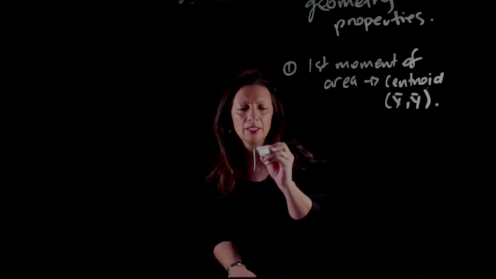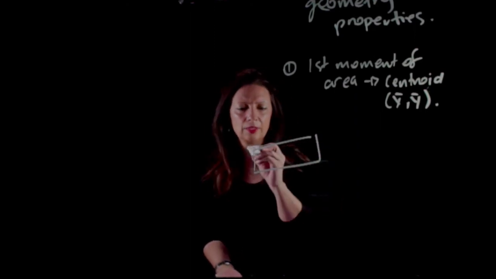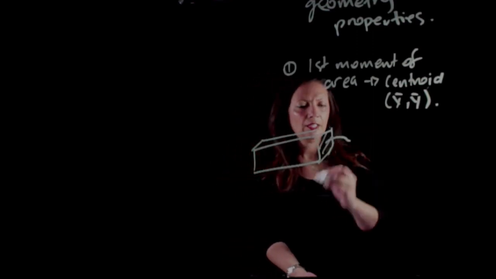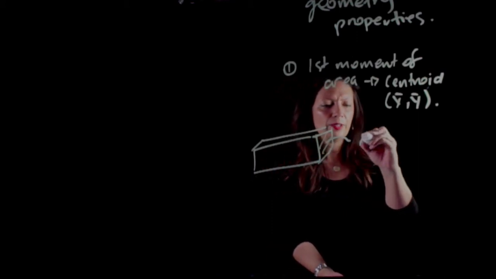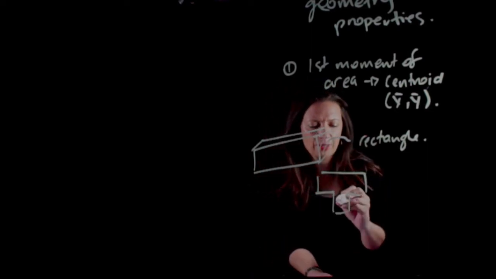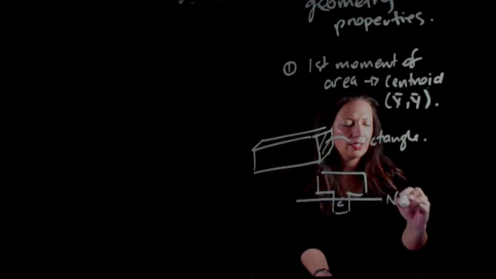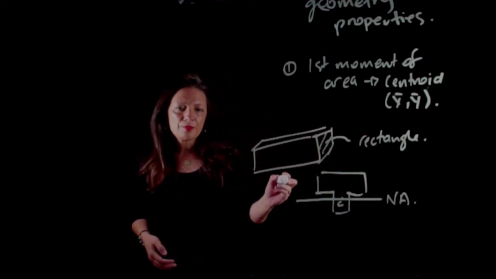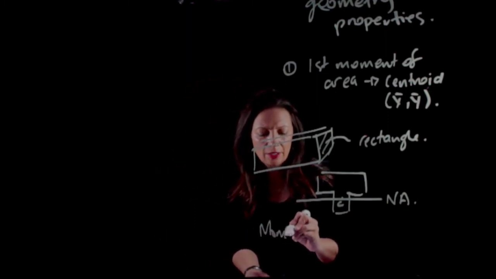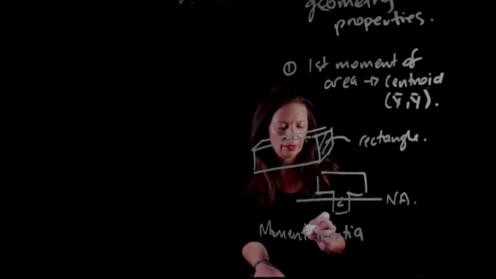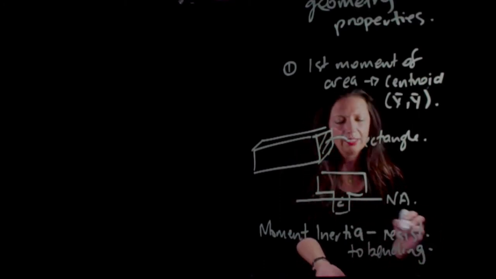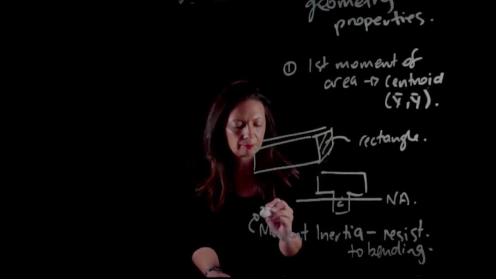If I had a beam and a cross-sectional area, it was either going to be a simple geometry, like a rectangle, or something like a T-bar where we could find where the centroid is, and passing through the centroid was the neutral axis. Now we're going to take this one step further and calculate the moment of inertia, which is the resistance to bending. We can also describe this as the second moment of area.